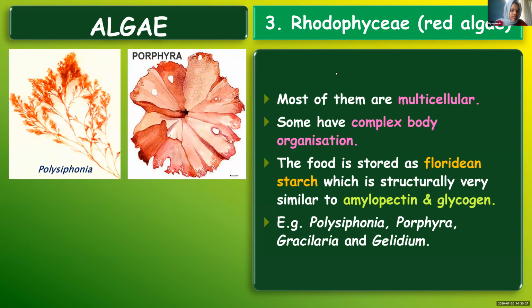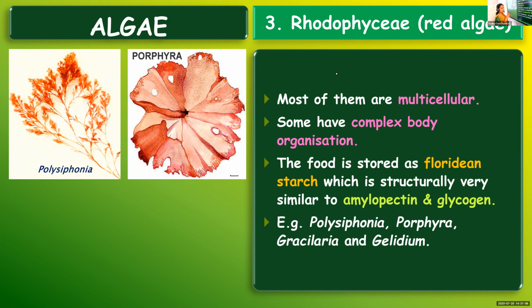Okay, so Floridian starch, that is also a type of carbohydrate. The storage form of food in red algae is Floridian starch, and this Floridian starch is very similar to amylopectin and glycogen. Amylopectin, you are not so familiar. It's a combination of amylose and pectin. It's a type of starch or a complex carbohydrate. And glycogen, you might be familiar because in your liver also, excess glucose is stored as glycogen. So both of them are carbohydrates, and Floridian starch, in its structure, is similar to that of these two carbohydrates.